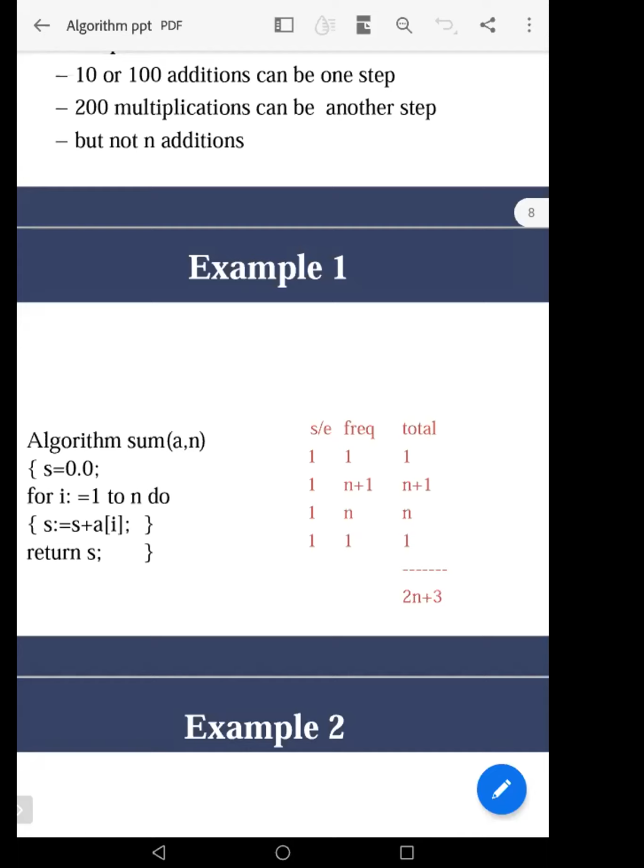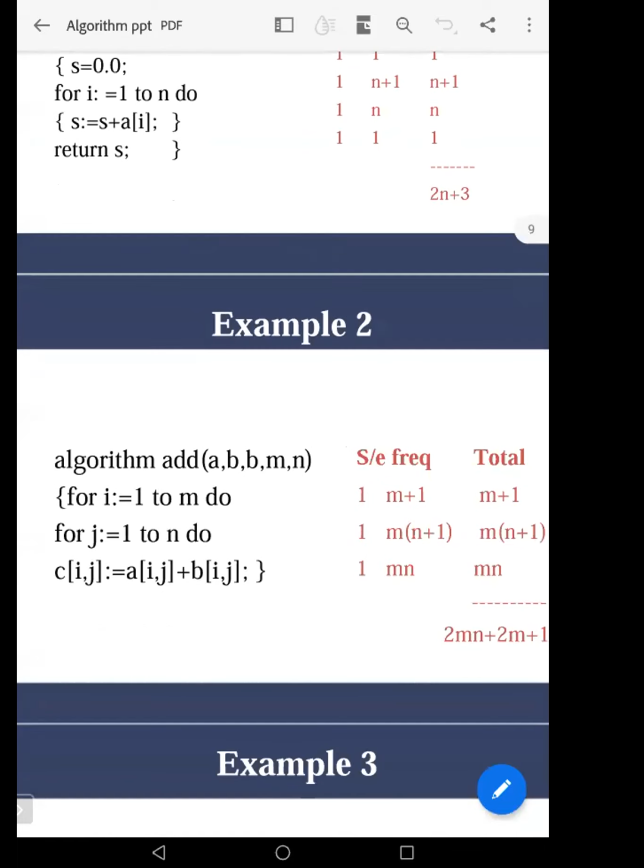When you sum these, you will get 2n plus 3, and this gives the value of T(n). T(n) is the running time, or runtime, of an algorithm. T(n) is equal to 2n plus 3. So in this way we can find the runtime. This is a very simple example: an algorithm having a single loop, where the problem is nothing but calculating the sum of numbers.